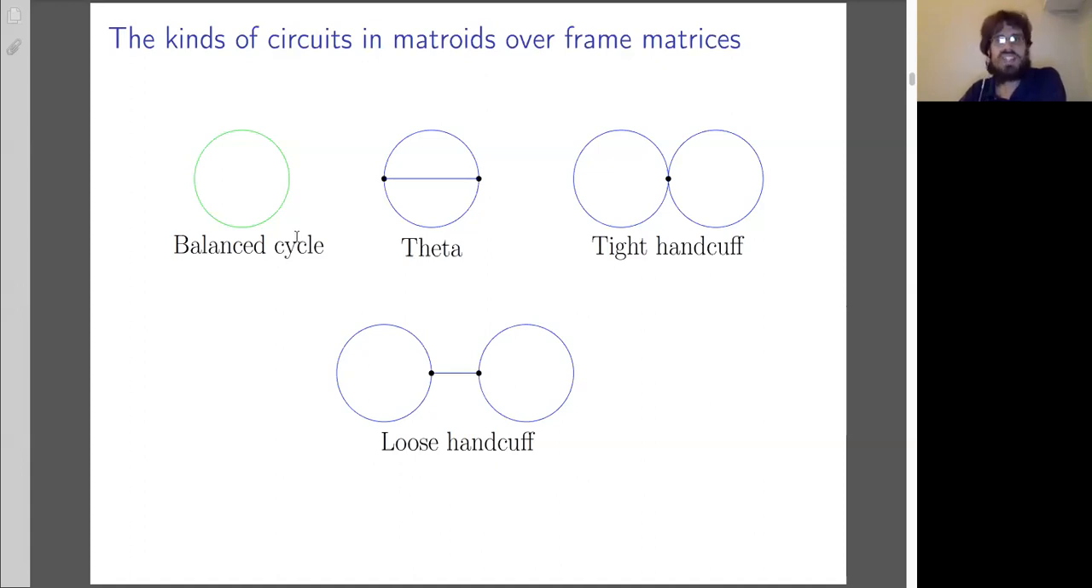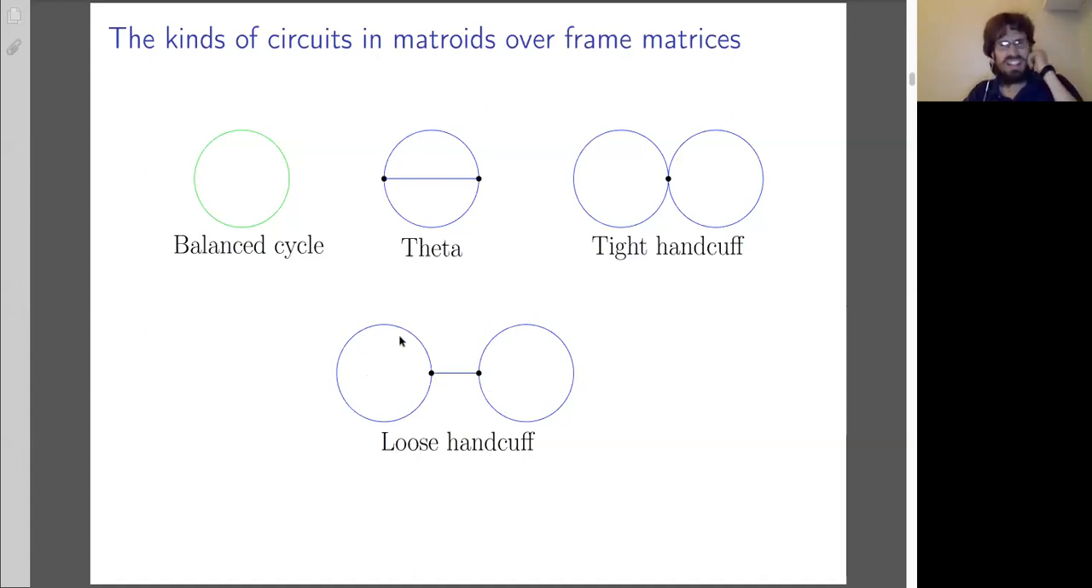There'll be edge sets, first of all, of balanced cycles, and then of subdivisions of 3 more kinds of subgraphs. So first of all, we saw examples already of this tight handcuff. That's just 2 cycles which meet in a vertex.